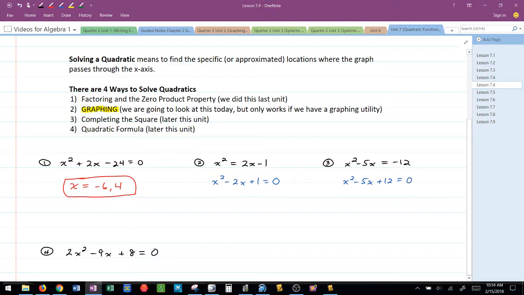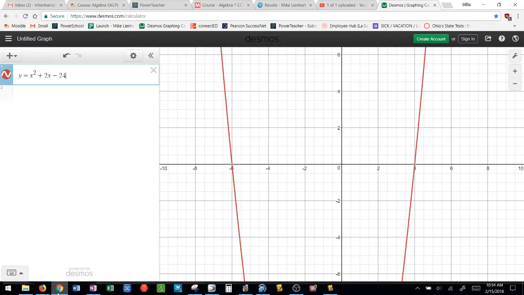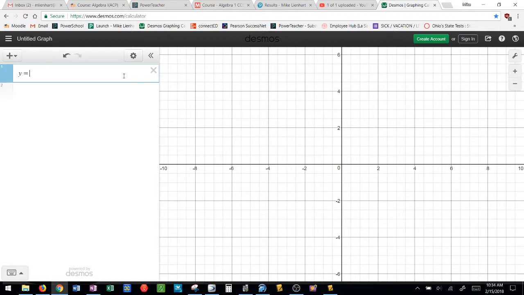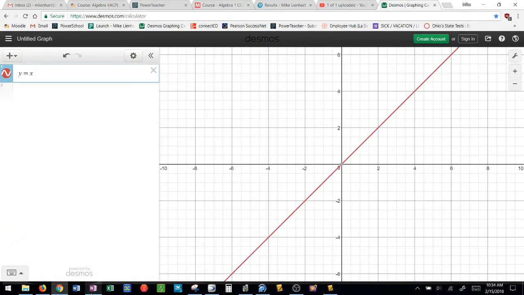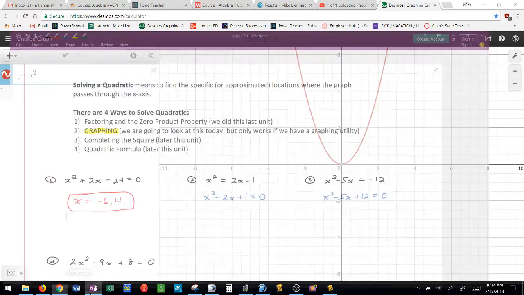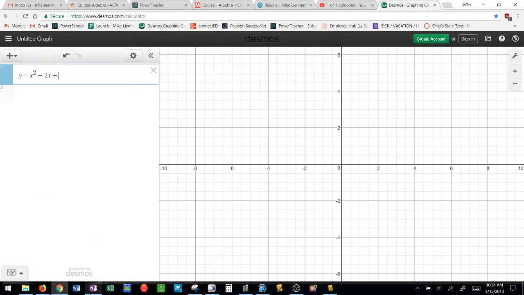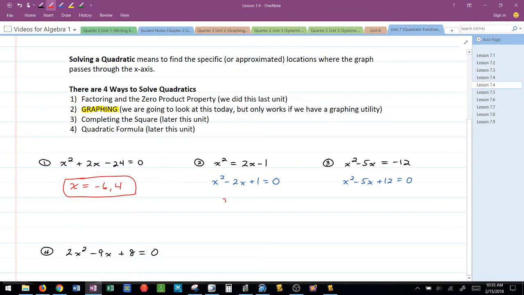The next one is ready to be graphed because it's in standard form. So I'm going to come over here and clear this out, and I type in y equals. Now again, that graph was x squared minus 2x plus 1. x caret 2 minus 2x plus 1. Now I notice on this graph it only passes through the x-axis right here. I know this is the location because the y value there is 0. This is only going to have one solution, and that solution is x is equal to 1. So I come back over here and I say the solution here is x equals 1.